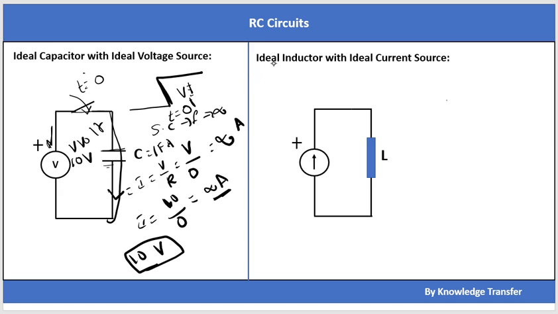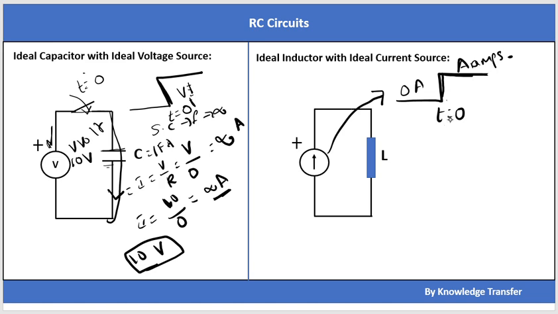Okay, let's discuss the behavior of the ideal current source connected across the ideal inductor. Here I am not using any switch. Instead, I am using a step current source. The current source has 0 amperes till t equal to 0. At t equal to 0, it transitions to, let's assume, A amps.